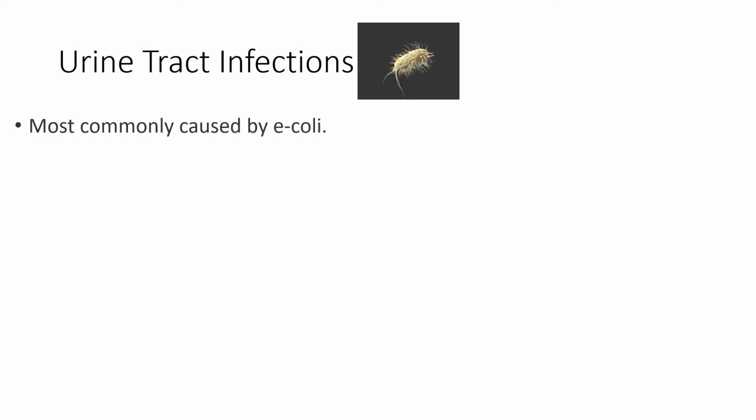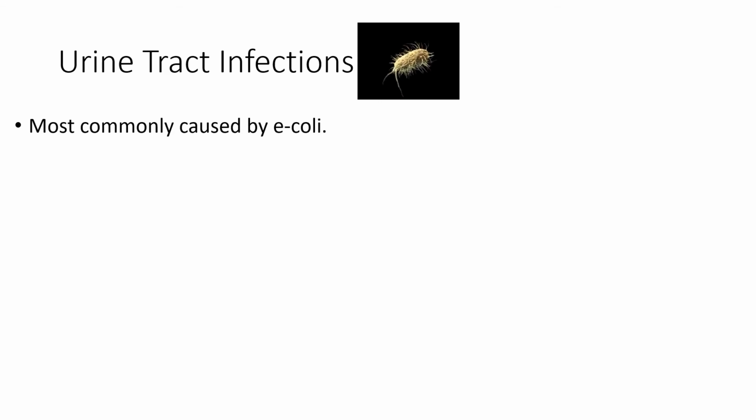Urine tract infections are most commonly caused by a bacterium called E. coli, or Escherichia coli. There are loads of different breeds of E. coli. There's an E. coli that lives in your gut that helps you with the synthesis of vitamin K. So not all E. coli are bad. However, if any of them manage to get into your bloodstream, then you can get septicemia and sepsis and die.